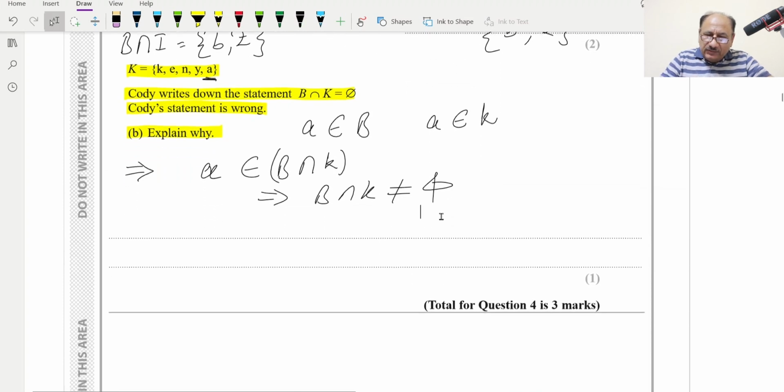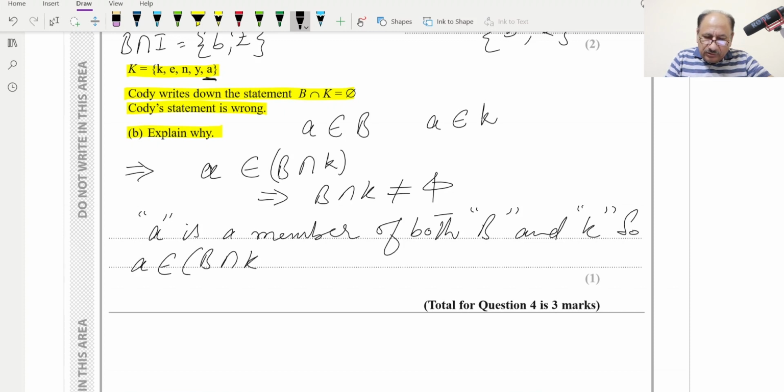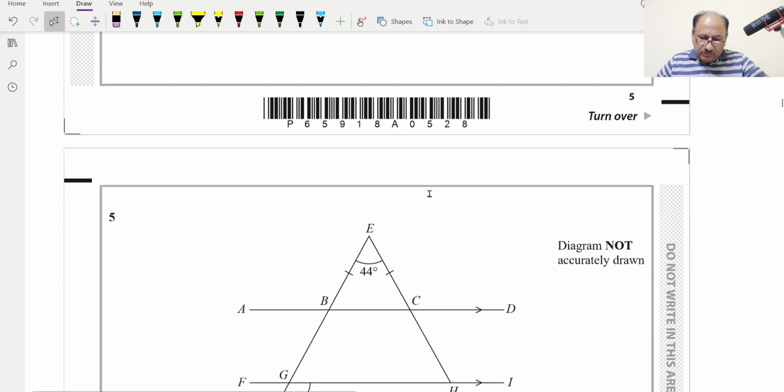So they have provided 2 lines for the statement also. So here we can write A is a member of both B and K. So A belongs to B intersection K, hence B intersection K is not the empty set, is not equal to phi. This is a sufficient answer for this.